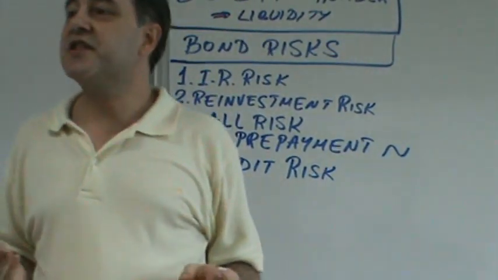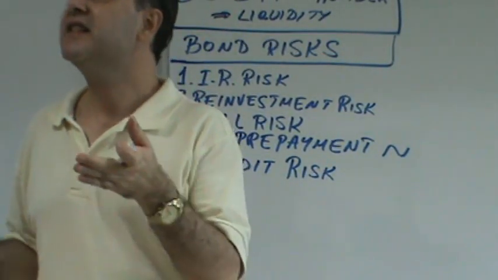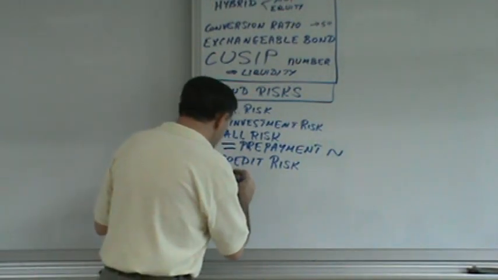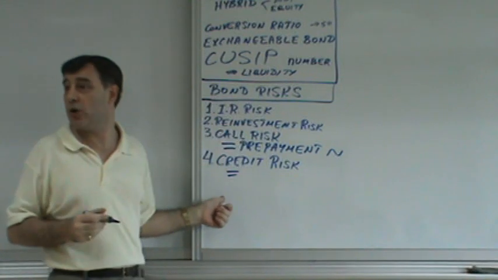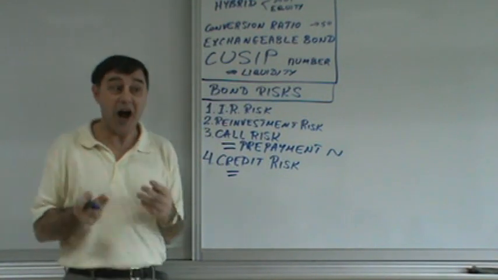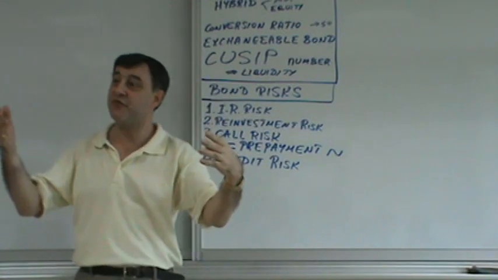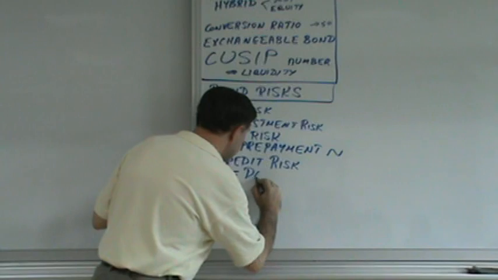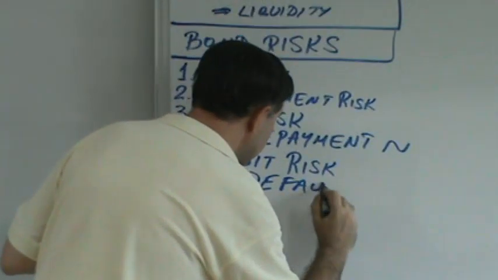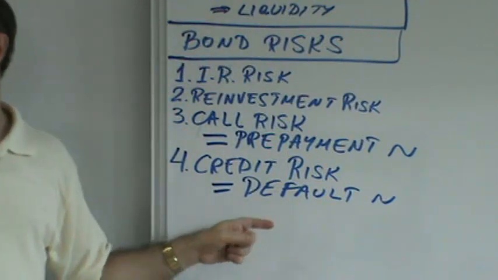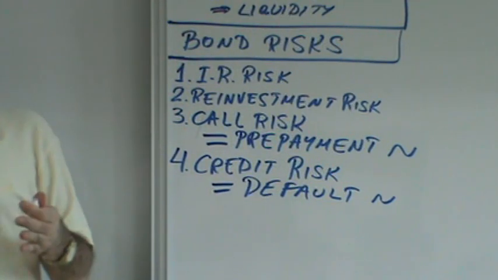And credit risk is simply the risk of default. It is quite commonly called and known as default risk. They are the same, you just use two different words, two different terms. Default risk. What is default?